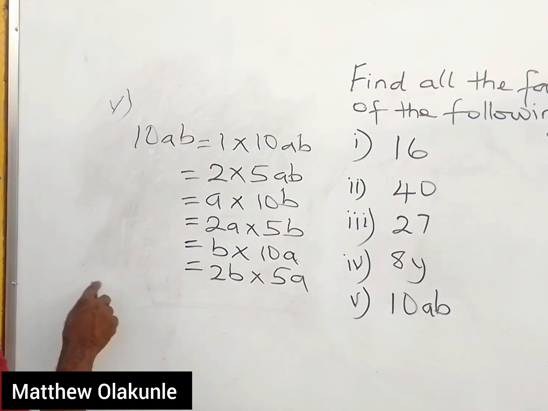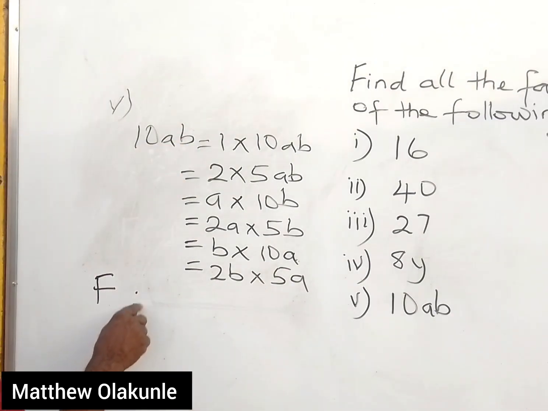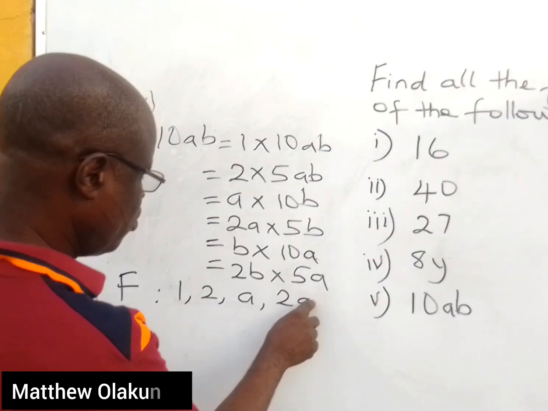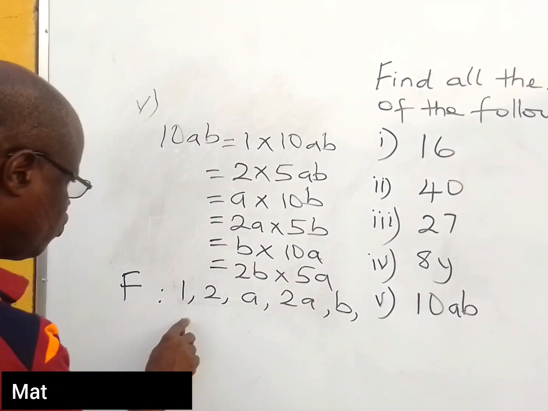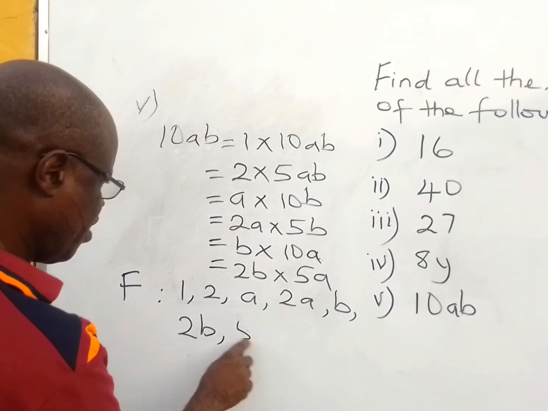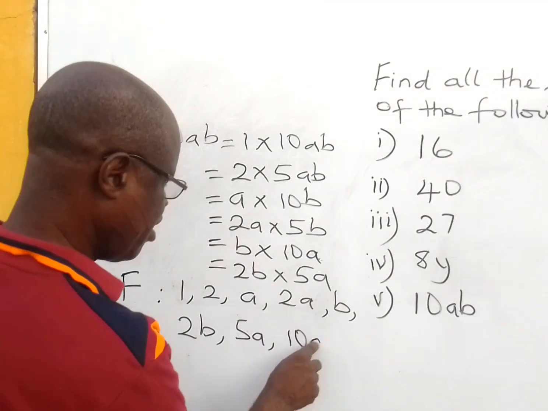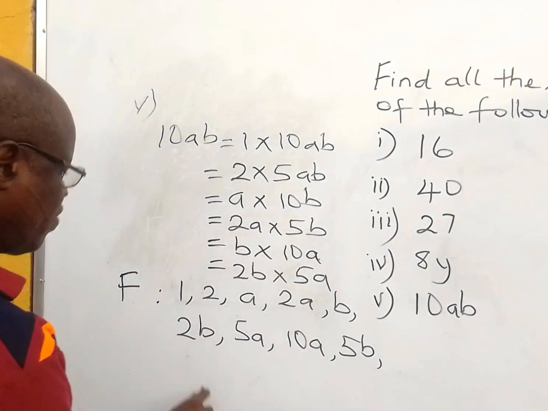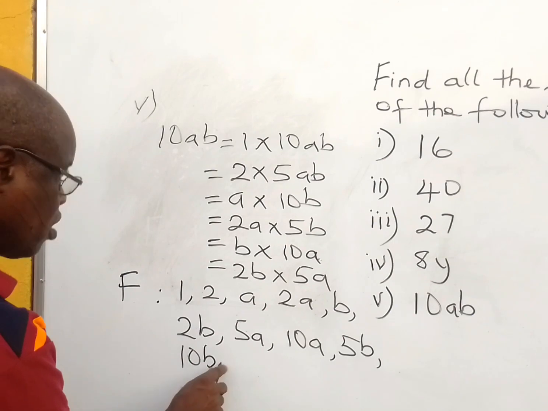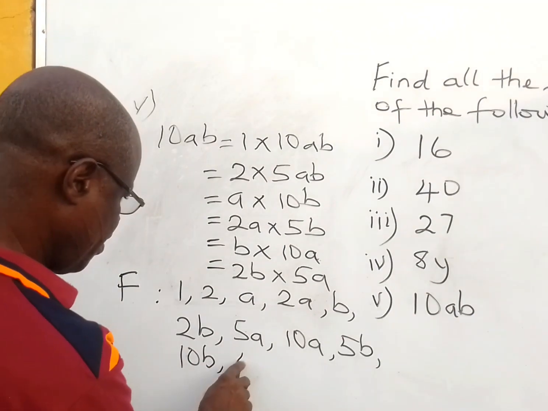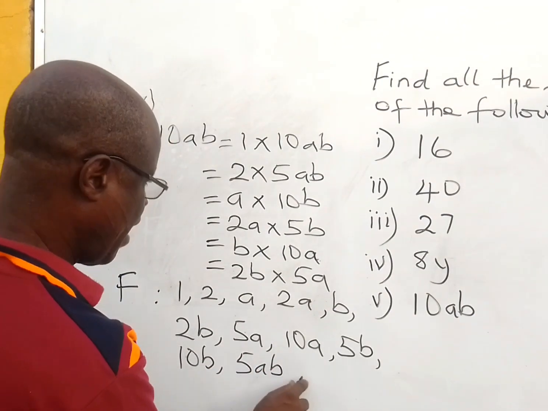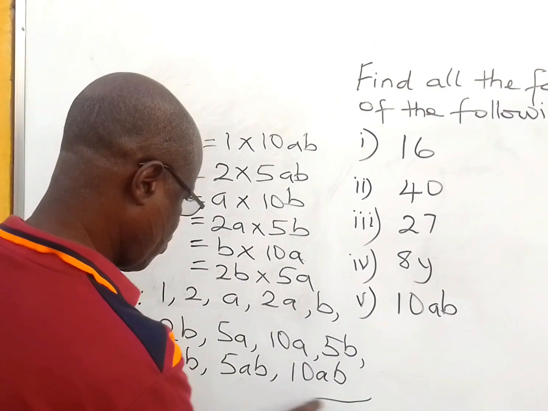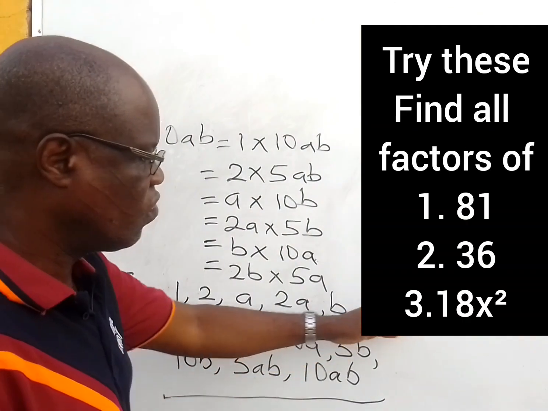So you write them out. The factors are 1, 2, a, 2a, b, then 2b, 5a, 10a, 5b, then you have 10b, then 5ab, and 10ab. So all these are factors of 10ab.